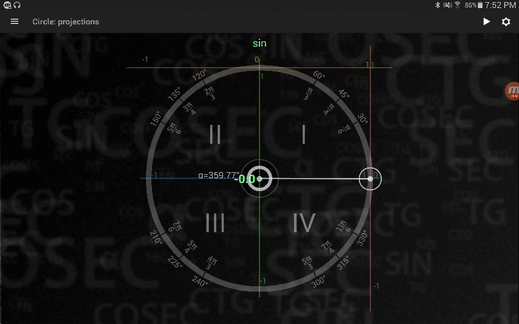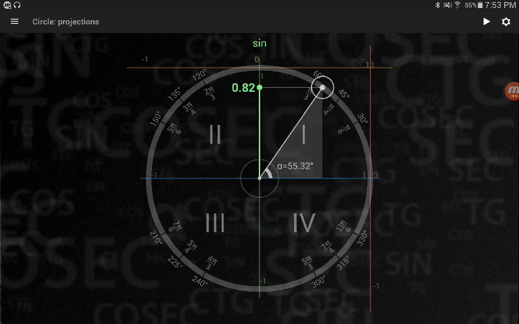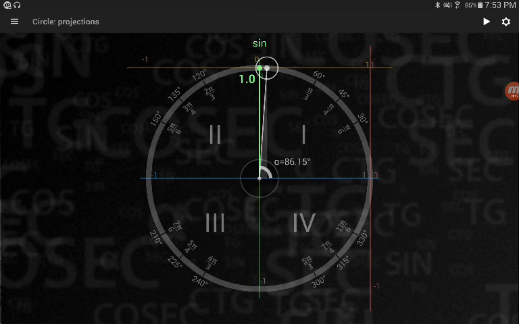Sine is a function that takes in the angle and tells you how tall the triangle is. So let's see, how tall is the triangle right now? 0, because the triangle is flat. As I go up towards 90 degrees, the triangle gets taller and taller, and at 90 degrees, the triangle becomes height 1.